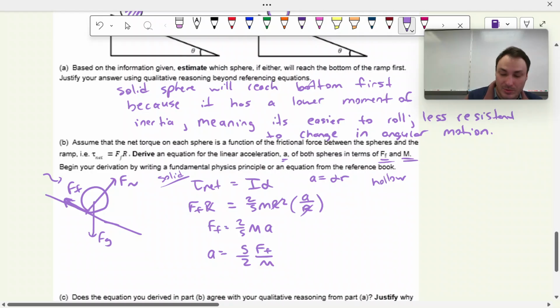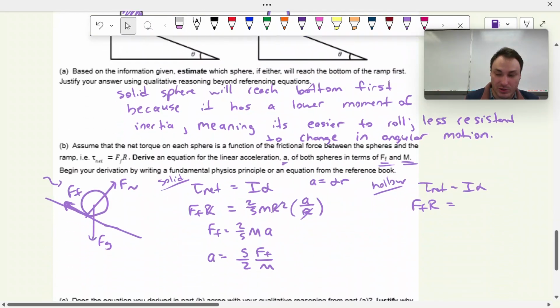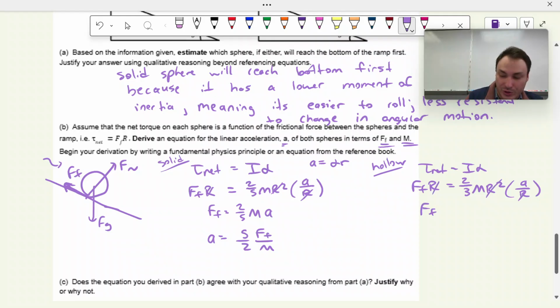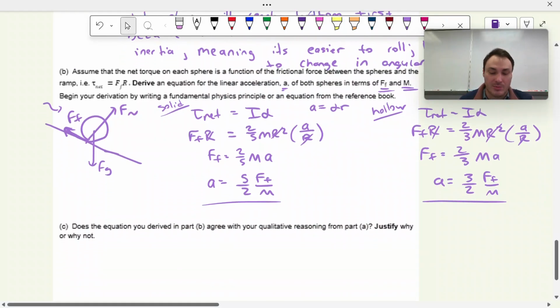So same setup. T net equals I alpha. The net torque is still the force of friction times the radius. It's the same for both. The only difference now is that the hoop has a different moment of inertia. It's 2/3 mr squared. And then the alpha is A over R. All of the R's will cancel out, and we get force of friction equals 2/3 big M times A, where A is equal to 3/2 force of friction over M. All right, we've done it. Those are the accelerations for each of the objects.